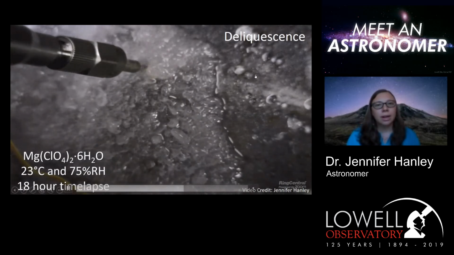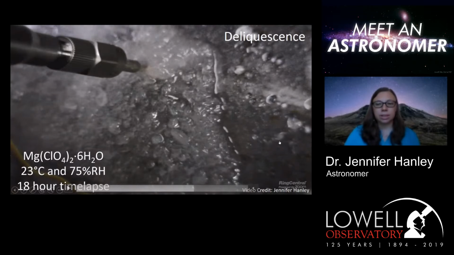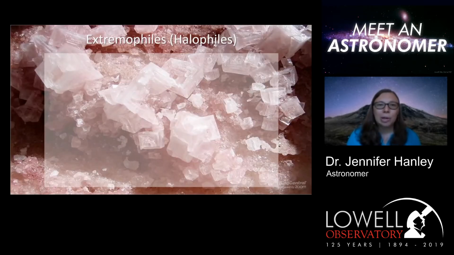So for all these reasons, it's pretty interesting to think about where liquid water can exist throughout the solar system. But the trick is, can life live in these environments? And this is a whole topic of study by astrobiologists. They study different organisms called extremophiles, or extreme-loving organisms.